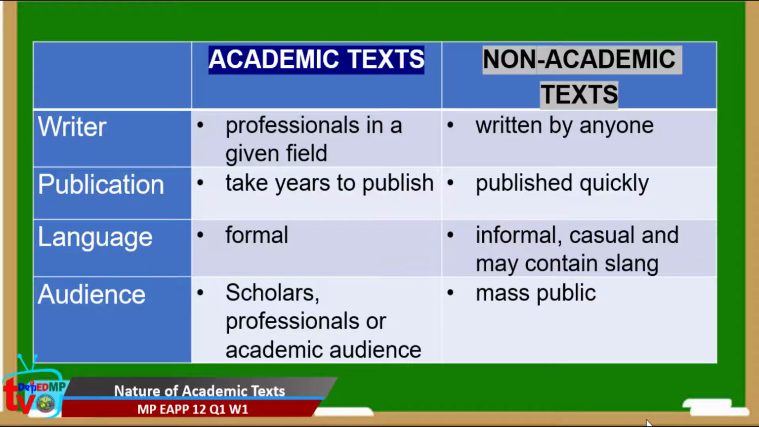Academic texts are written by professionals in a given field, while non-academic texts are written for the mass public. Academic texts take years to publish, while non-academic texts publish quickly and can be written by anyone. In academic texts, the language is formal and is intended for a scholarly or academic audience. While for non-academic texts, the language is informal, casual, and may contain slang terms or words.